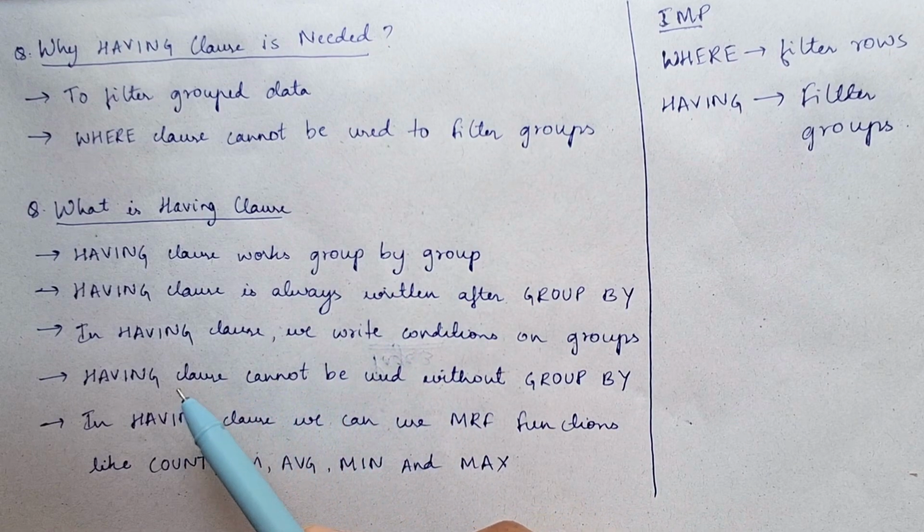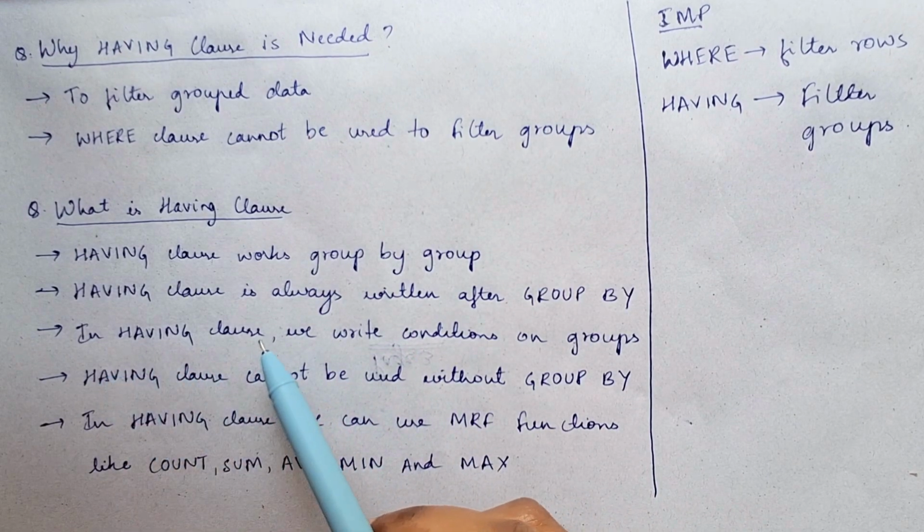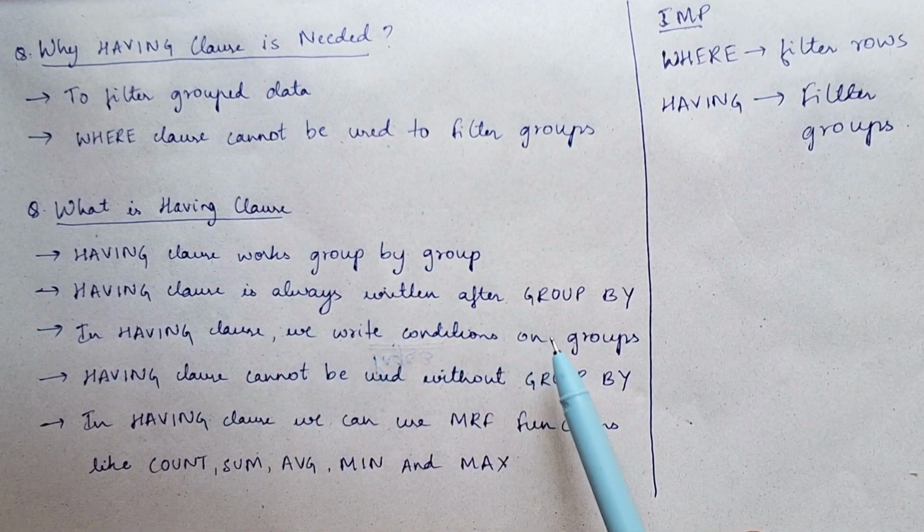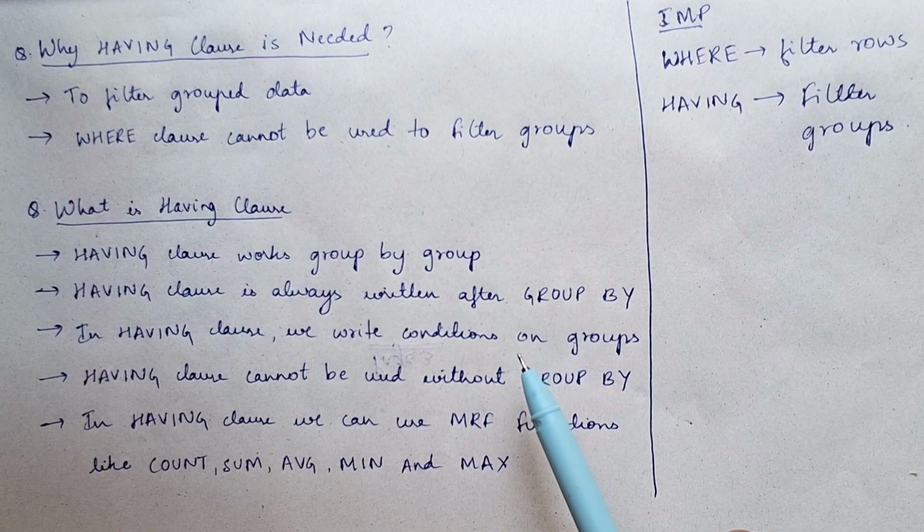Now coming to the third point, in having clause we write conditions on groups. This means the condition inside having is applied to the entire group, not to individual rows. We are not checking a single record. Instead, we are checking the result of a group. So guys, having clause always contains group level conditions, not row level conditions.